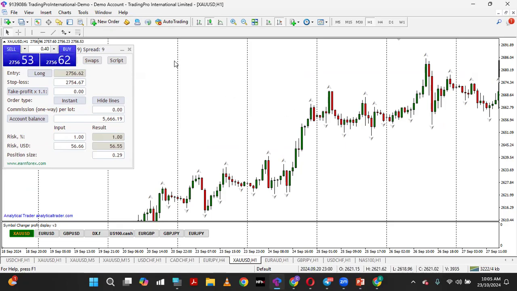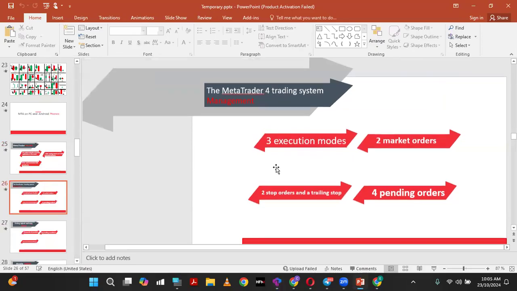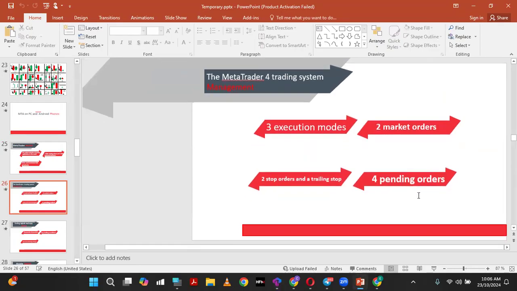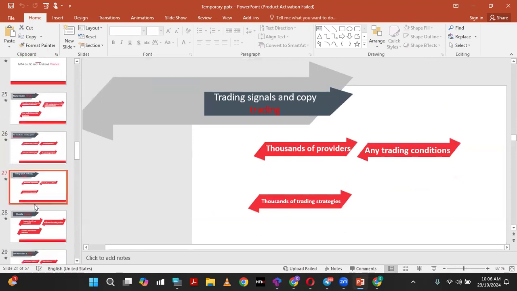That's the Trading Pro Meta platform, because each broker has their own. So you would go to the company's website to download that of Trading Pro, and it is on this platform that you would execute all your trades from your laptop. So let me move further down. So on the MetaTrader 4 trading system, you have trade executions, market orders, 2 stop orders, trailing stops, and 4 pending orders. Those are what you call market type of execution.